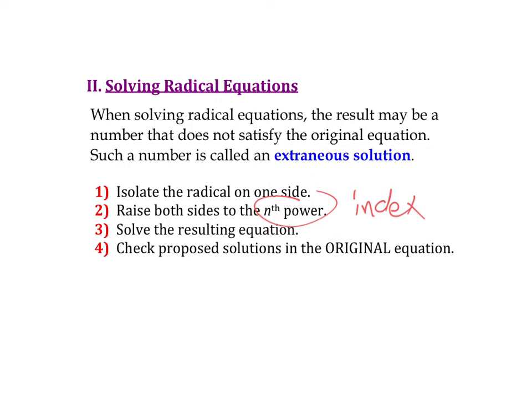So we'll solve an equation without any radicals. And we want to check the proposed solutions in the original equation because we might have things called extraneous solutions that come about. What that means is you get a resulting answer that works for the squared or cubed or fourthed equation, but it wouldn't work with the original radicals, okay?